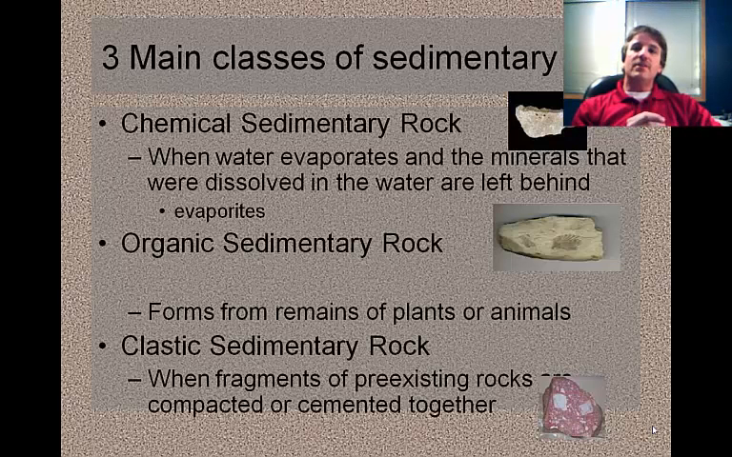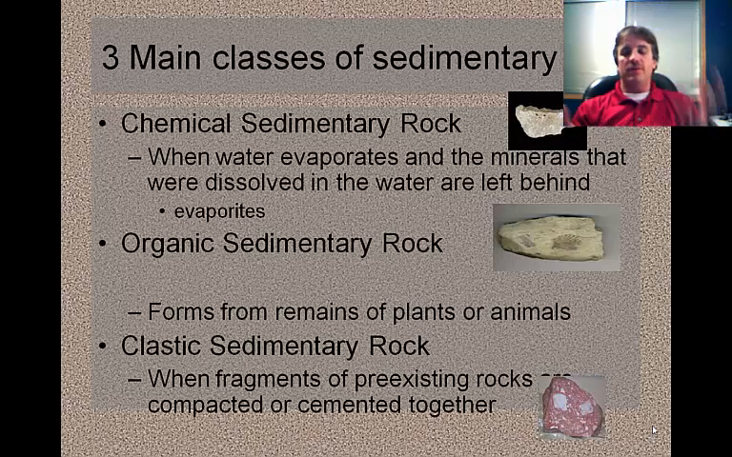There are 3 main classes of sedimentary rocks. There's the chemical. That's where you have water that evaporates, and as it evaporates it leaves behind minerals. Those that are left behind are called evaporites. You have organic sedimentary rocks, which are formed from the remains of plants and animals. And finally you have clastic, and that's where pieces of rock are cemented together. These are actual chunks of rock, as you can see in the picture, that stick together and form a new rock.